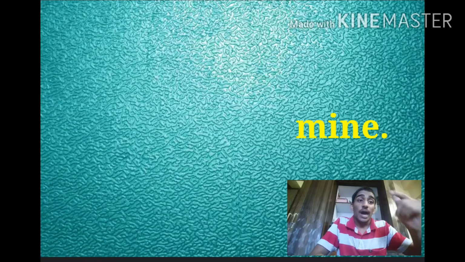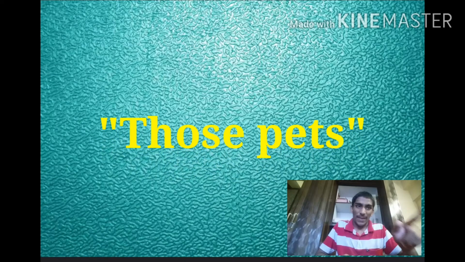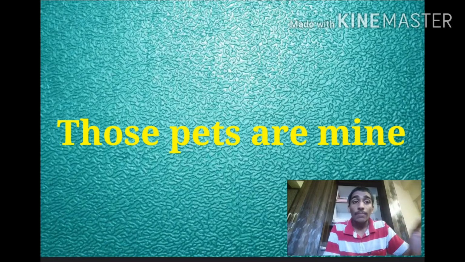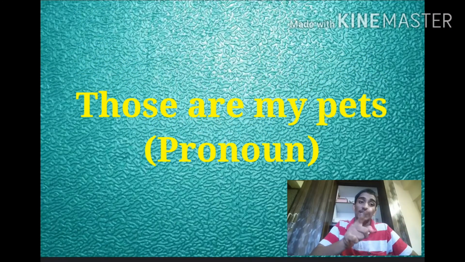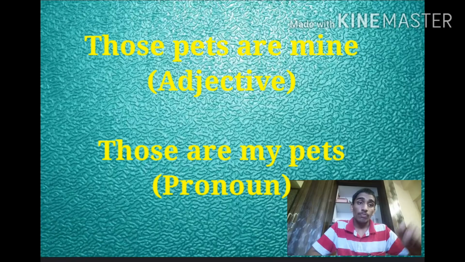Look at another example and you'll understand it better. If I say 'those pets are mine', what am I pointing at? Pets. So pets comes second here. Look at the screen. If I say 'those are my pets', it will be a pronoun, it cannot be an adjective. When I say 'those pets are mine', pets comes second, whereas in 'those are my pets' it becomes a pronoun because the thing I am pointing at comes last, with something in the middle. When that middle thing is there, it becomes a pronoun.